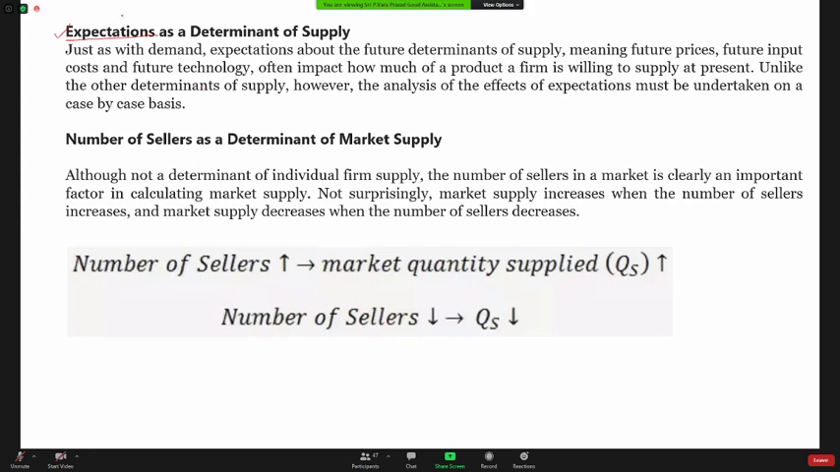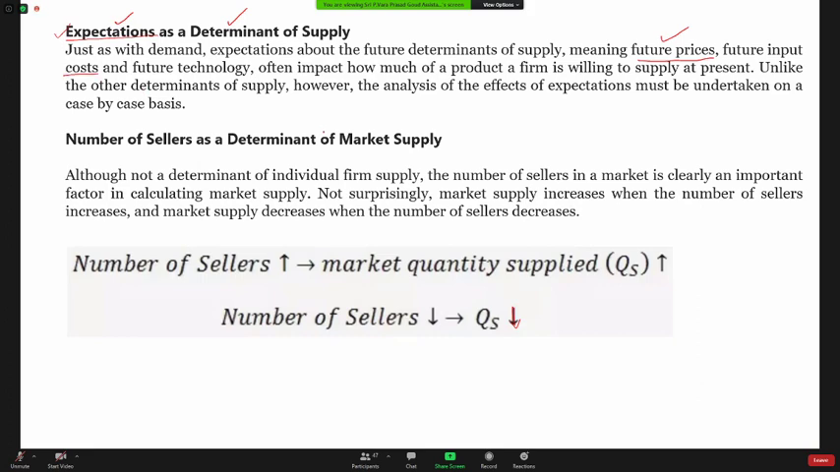So all such expectations. If a seller is expecting that the prices will increase in future, he will restrict his supply. And if he is expecting that the prices of certain goods are going to come down in future, he is willing to sell more and more right now. So anything like future determinants, like future prices. Depending on the future prices, they take their decisions. Future input costs.